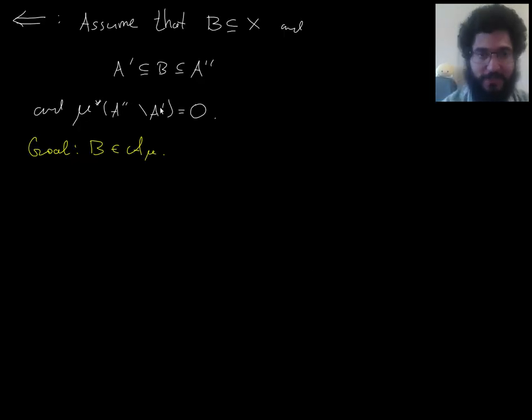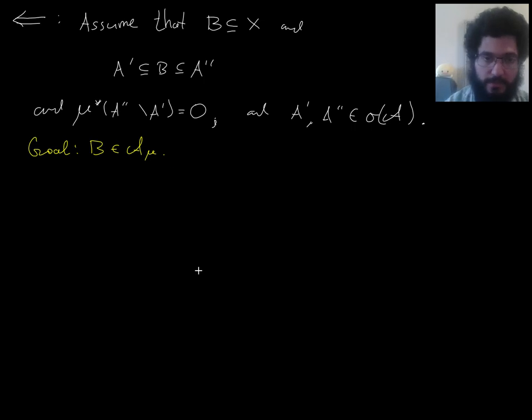So that's one direction. Let's now think about the other direction. So now suppose we have this criterion holding, and let's show that B is mu measurable. So suppose B is any old subset of X, and we've managed to sandwich it between two, oh, by the way, not just two random sets, but two things in there, such that the outer measure of this complement is 0, and then our goal is to show B is mu measurable.